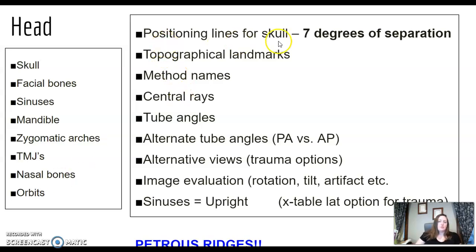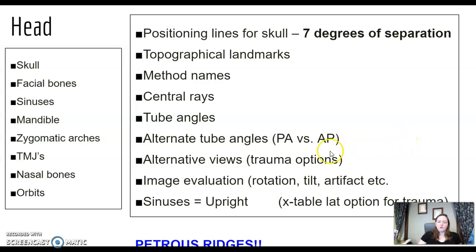Know your positioning lines. Remember that 7 degree of separation between your lines. Landmarks. Review those method names in your textbook. Central rays, tube angles. Remember, any alternate tube angles would be if the patient's normally PA, now they're flipped AP, so say like a PA Caldwell or something, and they're asking you about an AP Caldwell, you would reverse tube directions. Alternate views might be a trauma situation.